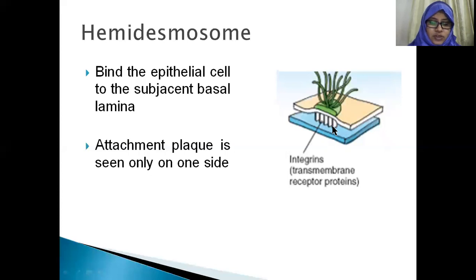The 4 junctions that we discussed are present between the cell membranes of 2 neighboring cells, and this hemidesmosome is formed in the epithelial cell with the subjacent basal lamina. It almost looks like a desmosome, but here the attachment plaque is seen only on one side. Whereas in the desmosome, this attachment plaque, which is also attached with these intermediate filaments, is found on both sides, but in hemidesmosome, we find this attachment plaque on only one side.